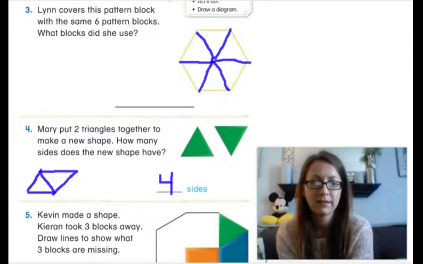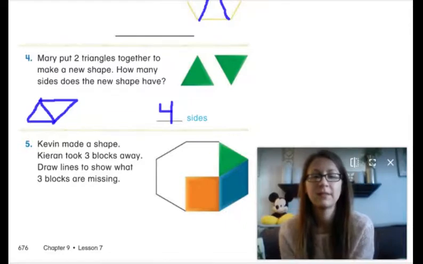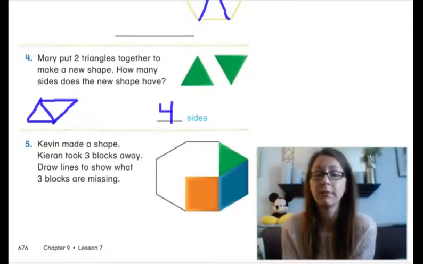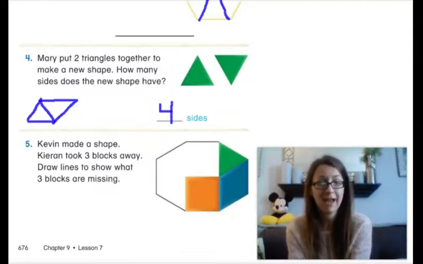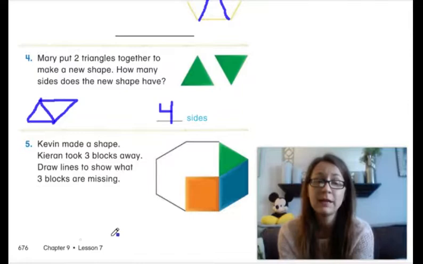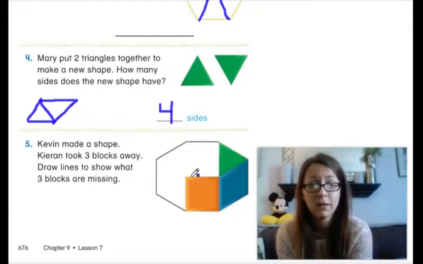Okay, now let's look at number 5. Number 5 says that Kevin made a shape and that Kieran took 3 blocks away. So we have to draw lines to show what 3 blocks are missing. So I said before when we were going over the directions that I could see 2 shapes that would fit here. So if we only needed 2, we could have done a trapezoid and a square here, but we need 3 shapes. So I'm still going to put the square here.